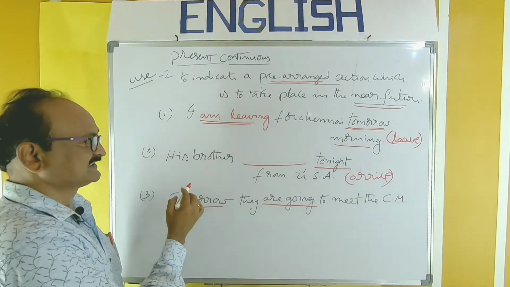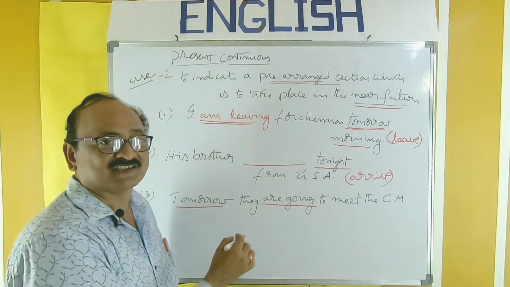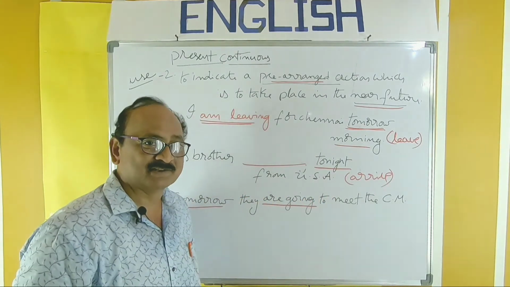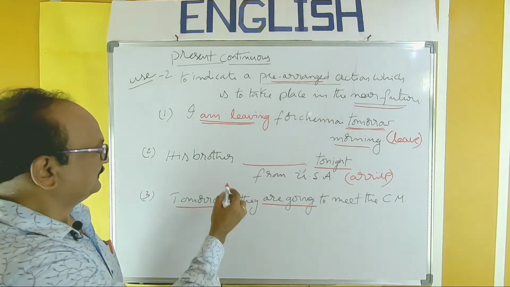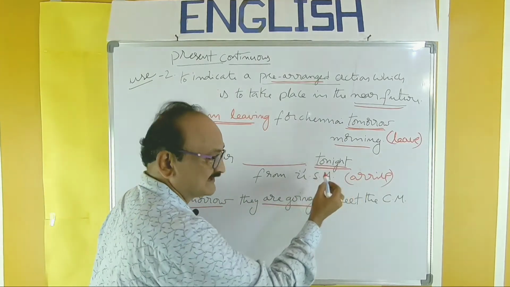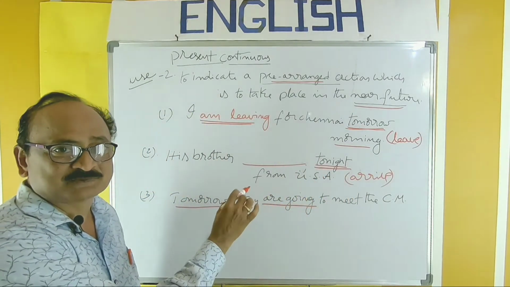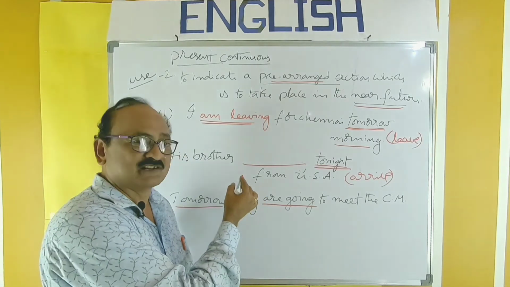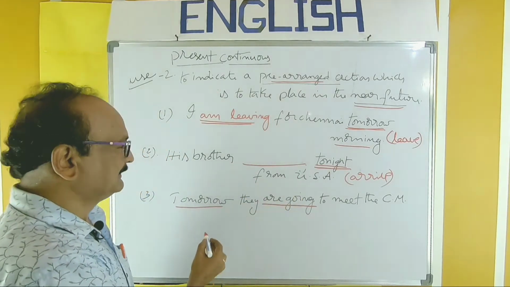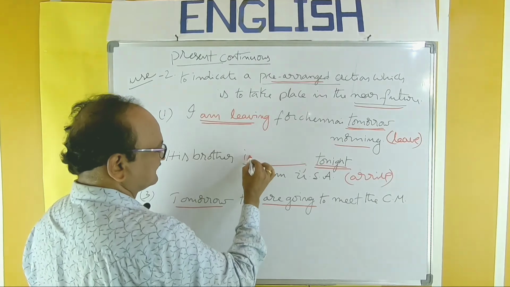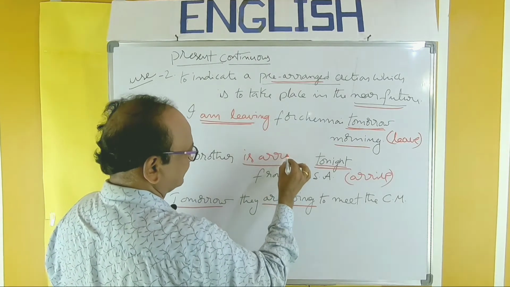So read the sentence. His brother dash tonight from USA. The given verb is arrive. So you have to fill it by observing the word tonight. It's a near future action. Near future action can be expressed in present continuous. So present continuous, recall the structure and fill it properly. His brother is arriving.